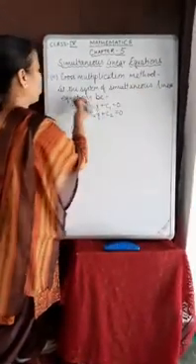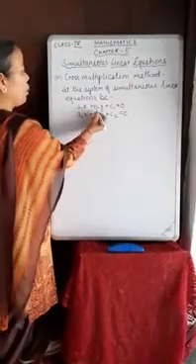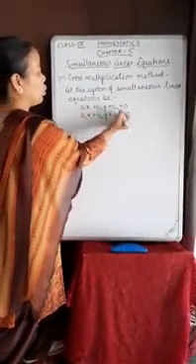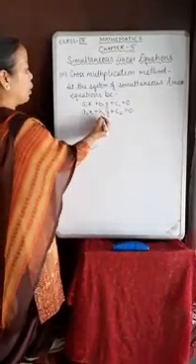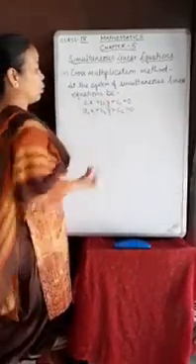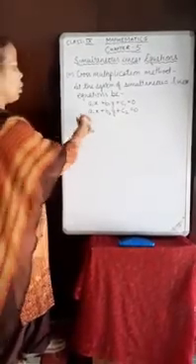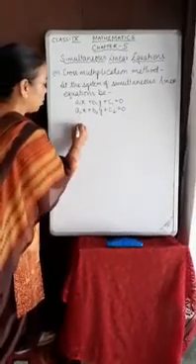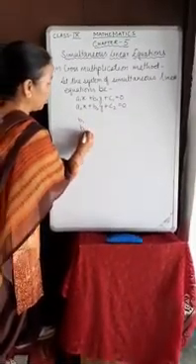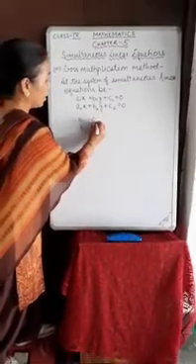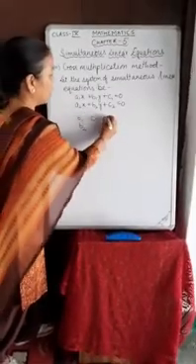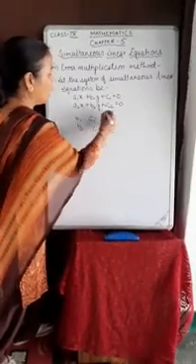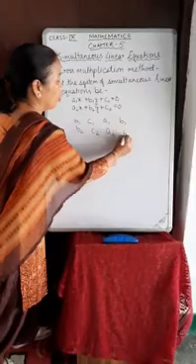Now in this cross multiplication method, let the system of simultaneous linear equations be a1x plus b1y plus c1 equals 0 and a2x plus b2y plus c2 equals 0. First of all, to solve these equations, we will pair the coefficients in this way: b1 b2, then c1 c2, then a1 a2, and again b1 b2, right?